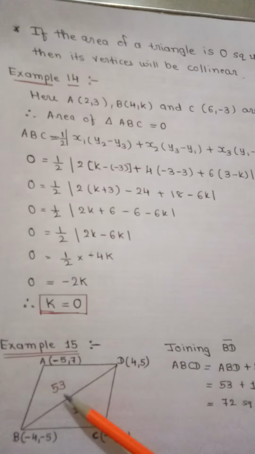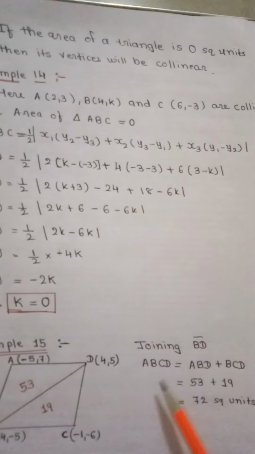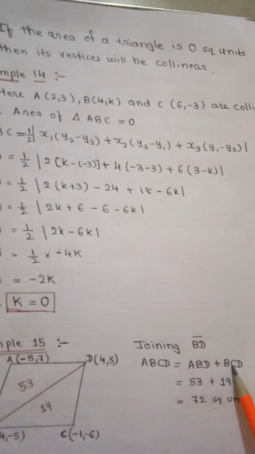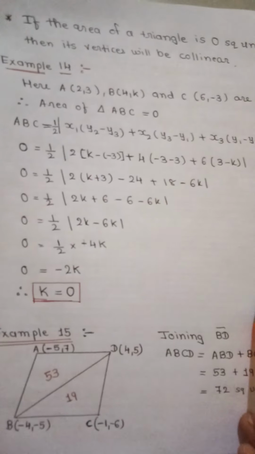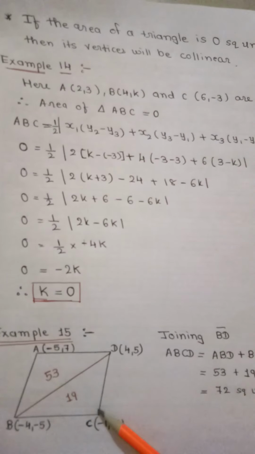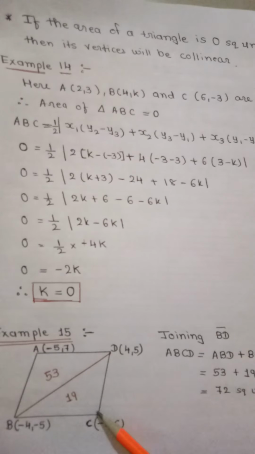Now if you add these two areas, it gives you the quadrilateral. So area of ABCD is equal to ABD plus BCD. So 53 plus 19, so 72 square units. Now if you join the AC diagonal also, then also the answer will come the same. If you join the AC diagonal and find the area of triangles ABC and ACD, and then add, the answer will come the same.